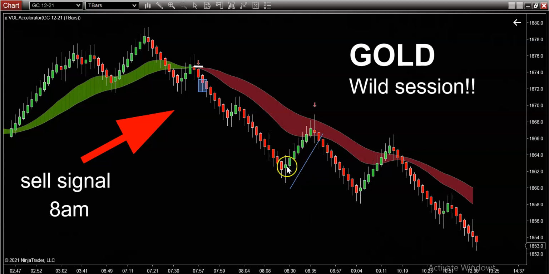This is literally the definition of a retracement trade, right? Number one, you need to be able to identify the direction. And this volume indicator told us that the direction was bearish, right? We're looking to be sellers, not buyers.